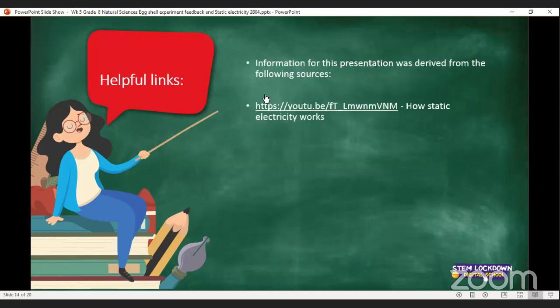So you can take down this YouTube site here, how static electricity works. This would give you a visual learning experience, and sometimes when you learn through actually seeing something happening, you learn better. This is a YouTube site that shows you how static electricity works.